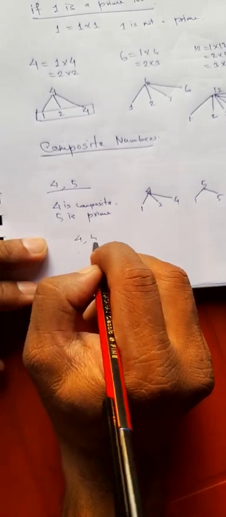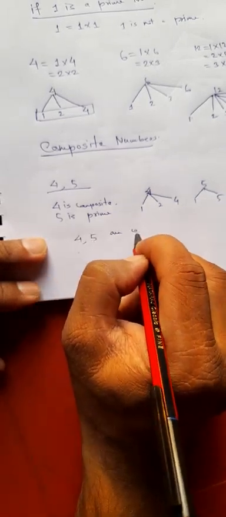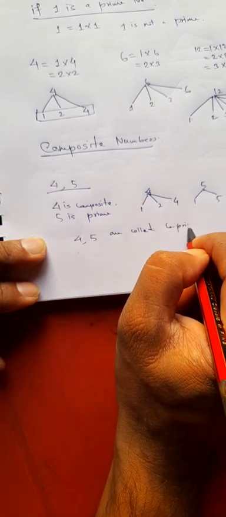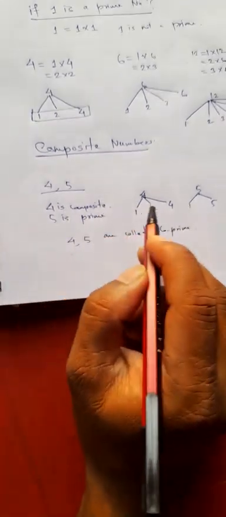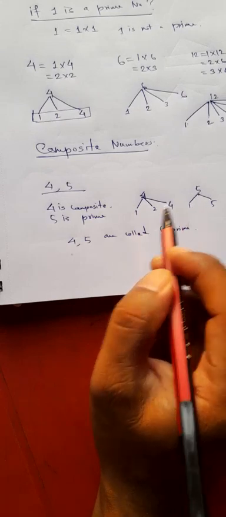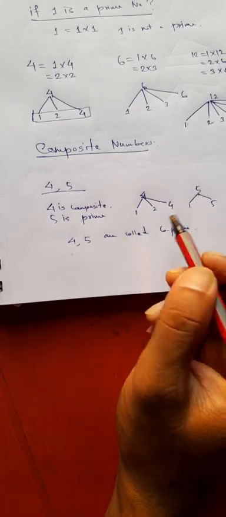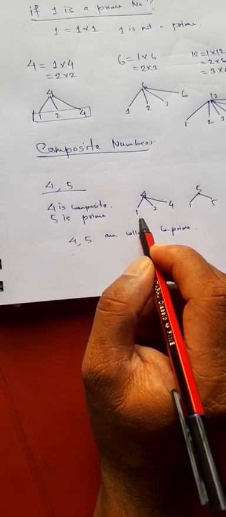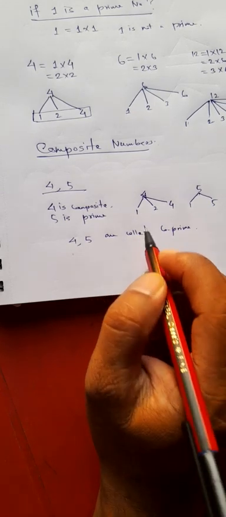4 and 5 are called co-prime. Although 4 is a composite number and 5 is a prime number, we call them co-prime because they are relatively prime. They have only one common factor, that is 1.